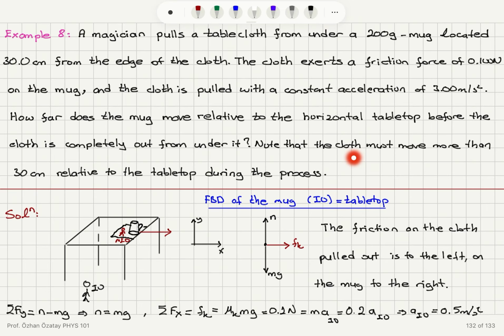Now there is a statement here that the cloth must move more than 30 centimeters relative to the tabletop during this process. That is correct. Because the cloth has to be completely out, since the mug will move 30 centimeters from the edge of the cloth. So this must be the case for this experiment to work.